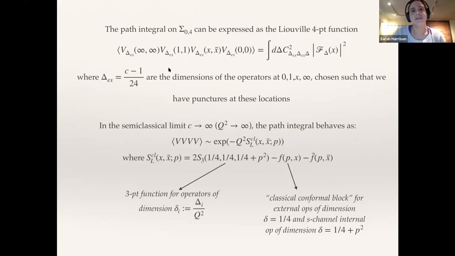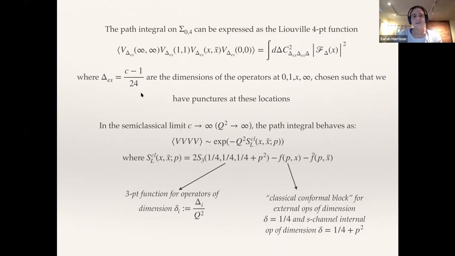And this four-point function is given by an integral over operators of some internal dimension delta times some three-point coefficients and a conformal block, which depends on delta, the dimensions of the external operators, and the cross ratio. And in this expression, I've set the deltas of the external operators all to c minus 1 over 24, which corresponds to the fact that we're studying punctures at the four locations of the external operators.